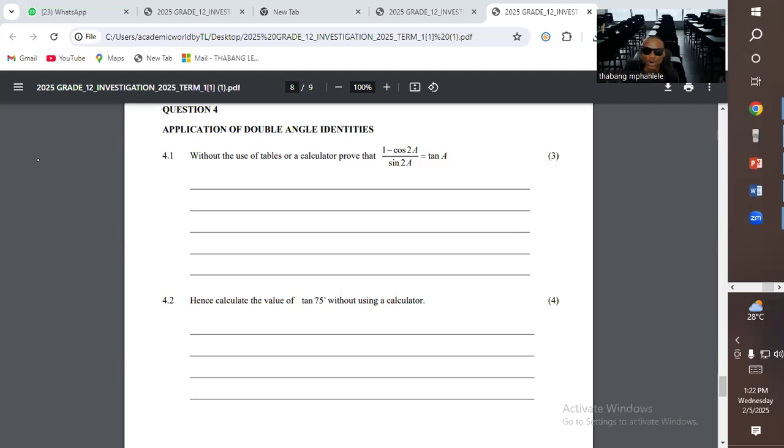The first question, 4.1, we are required to prove the identity. When you are proving the identity, always start with the complicated side. So I'm going to start with my left-hand side, which is the complicated side: 1 minus cos 2A over sine 2A. Now, how do we solve this problem?